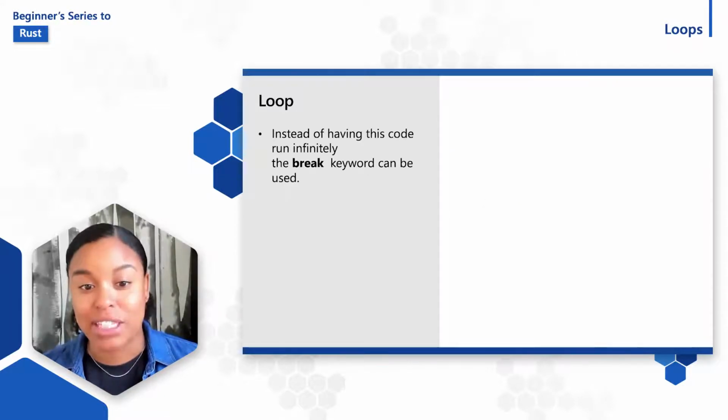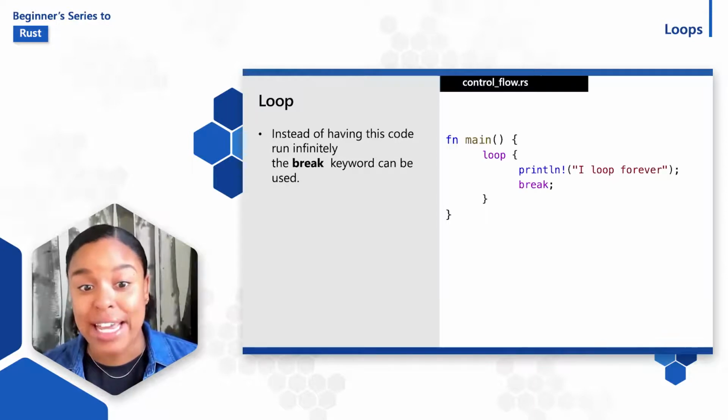Instead of having this code run infinitely, the break keyword can be used. When the break keyword is encountered, the program will stop executing the loop and move on to the next line of code. Whenever you use a loop, you'll want to include a break keyword at some point to stop the loop. Loops are used in scenarios when you know an operation might fail and need to give it another try.